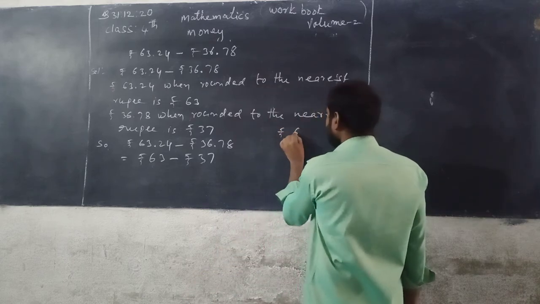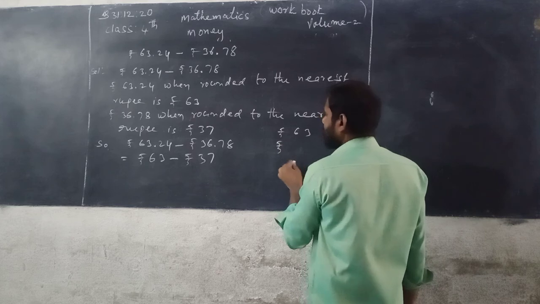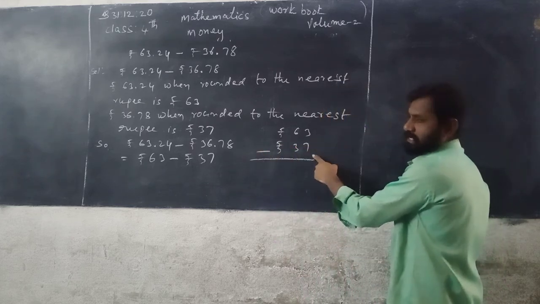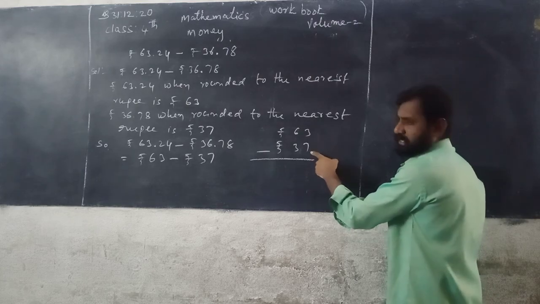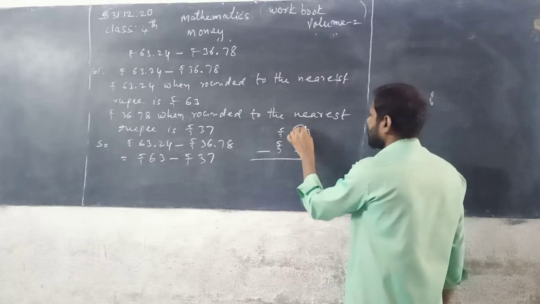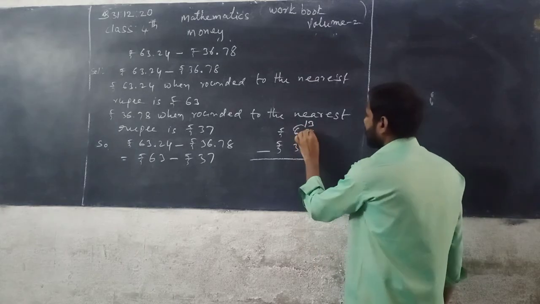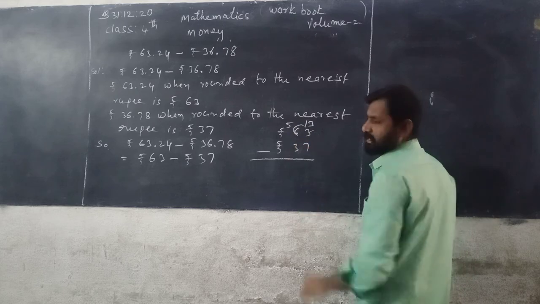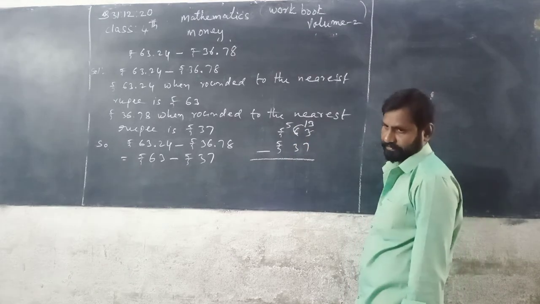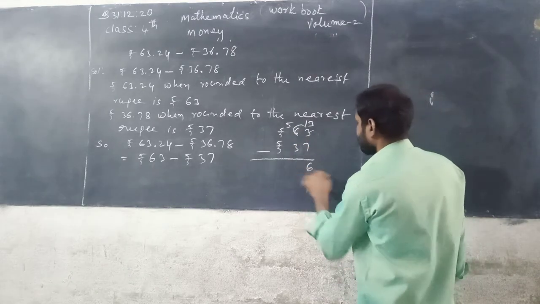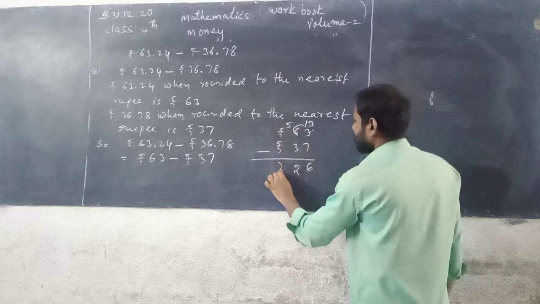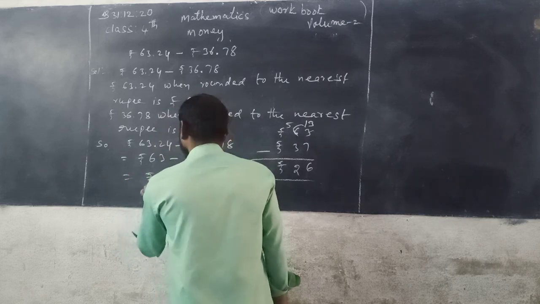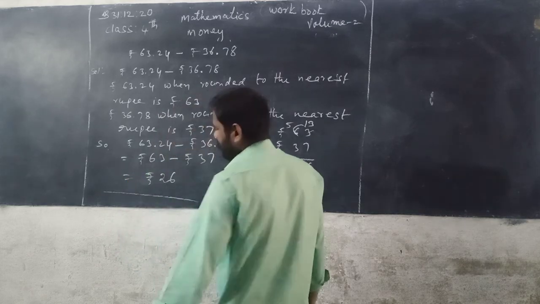See here, 63 rupees minus 37 rupees. Look at the blackboard. See, 3 minus 7 is not possible because 3 is a smaller number than 7. So take borrowing from 6, you get 10. 10 is added to 3, you get 13. 6 becomes 5. 13 minus 7, 6. 5 minus 3, 2. So that is equal to 26 rupees.